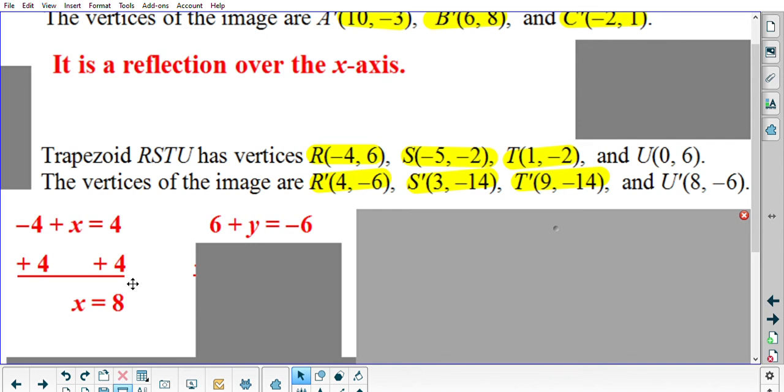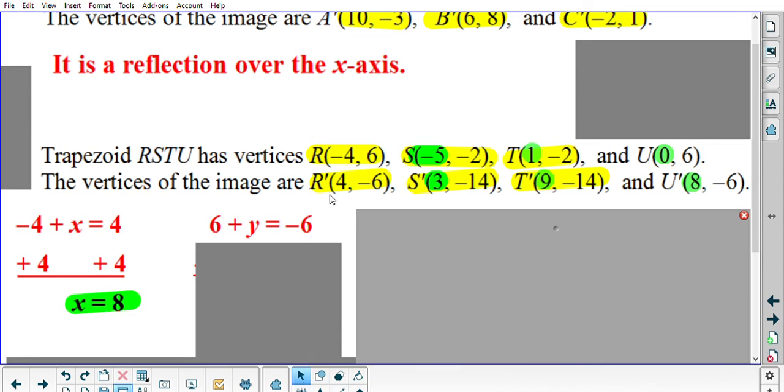4 plus 4 gives me 8. Then I could check, will that 8 also work? If I take -5 plus 8, would I get +3? Yes, I would. If I take 1 plus 8, do I get +9? Yes, I do. If I take 0 plus 8, do I get 8? Of course I do. So there I go. I know that the x's are being added by 8.